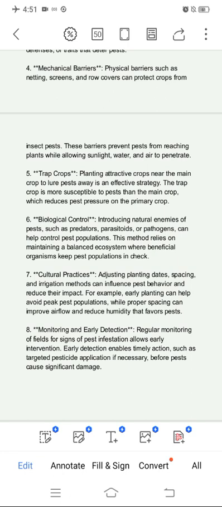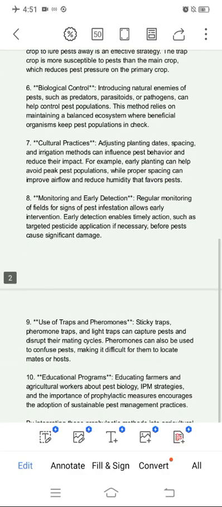Cultural practices: adjusting planting dates, spacing, and irrigation methods can influence pest behavior and reduce their impact. For example, early planting can help avoid peak pest populations, while proper spacing can improve airflow and reduce humidity that favors pests. Monitoring and early detection: regular monitoring of fields for signs of pest infestation allows early intervention. Early detection enables timely action, such as targeted pesticide application if necessary, before pests cause significant damage.